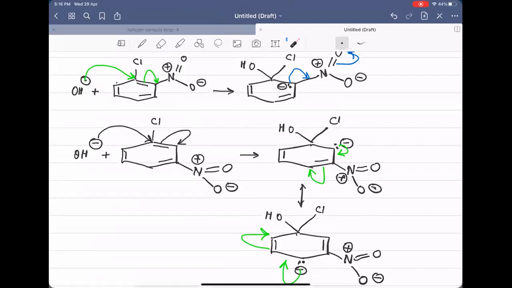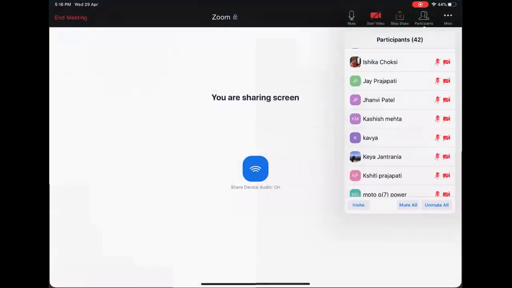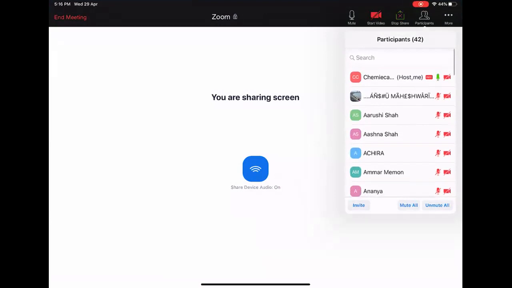So coming back to you and asking you for your doubts, if you have any, please tell me. I'm there to answer your doubts. So if you have any doubts, please ask. If not, then I start with the basics of elimination.